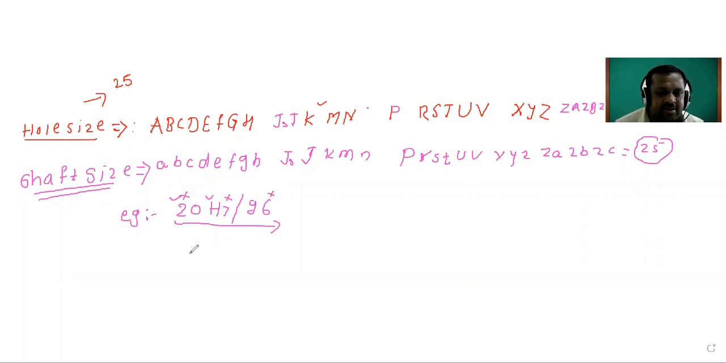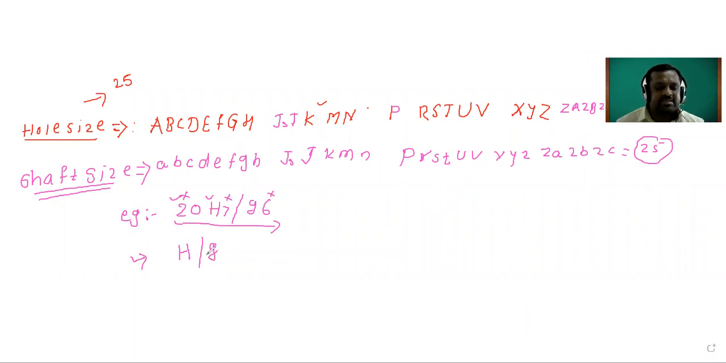Means to identify the fit in these techniques, we require only that much letter, H and G. That much letter is required here in this technique. It is an important point. In this technique, if we know only these two letters, we can identify the fit.